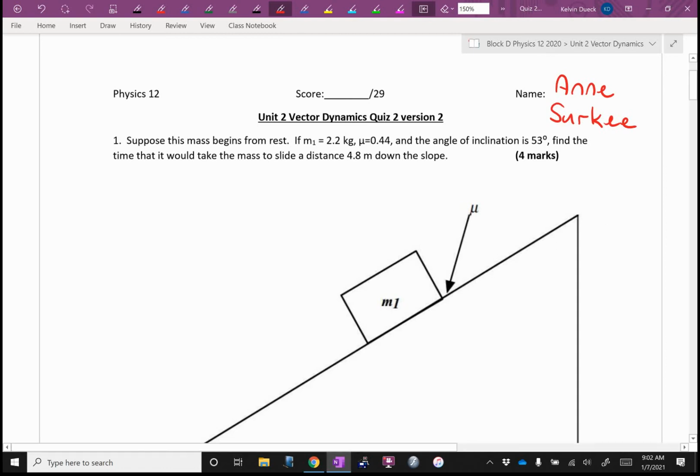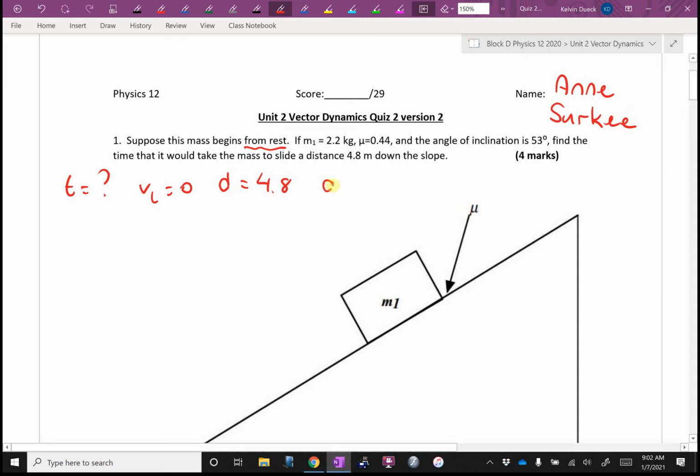So this wants me to find time. If I was doing this, I would go, okay, and I would notice from rest. So I would say VI is 0. And it looks like there's a D of 4.8. It does say down the slope. Should I let that be negative? I'll deal with that after, because I know time is positive. So I'll just make sure I get a positive answer.